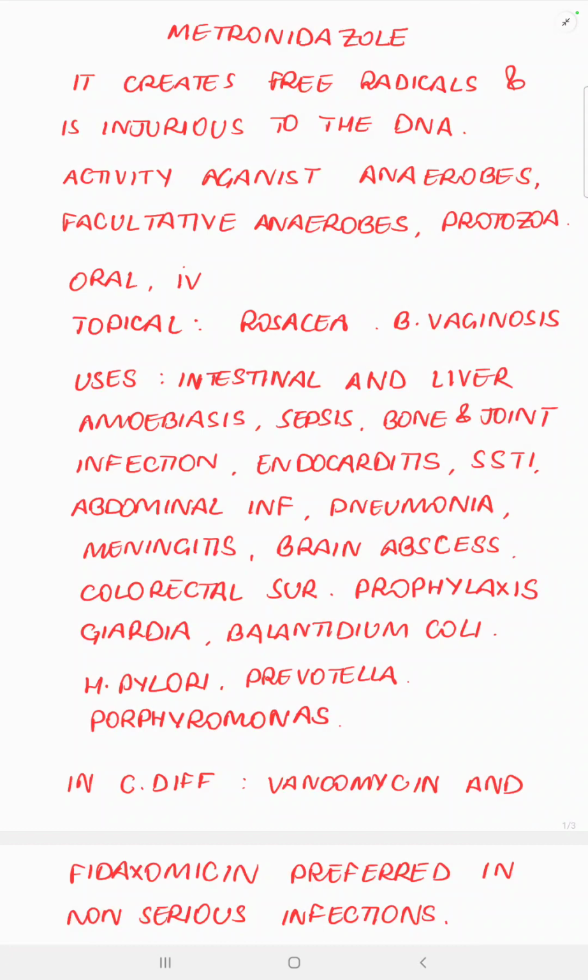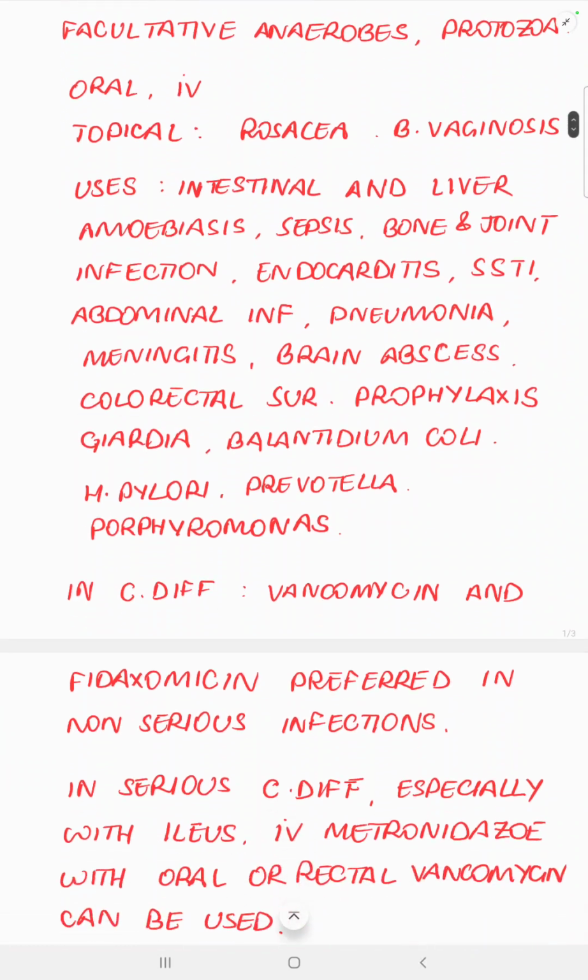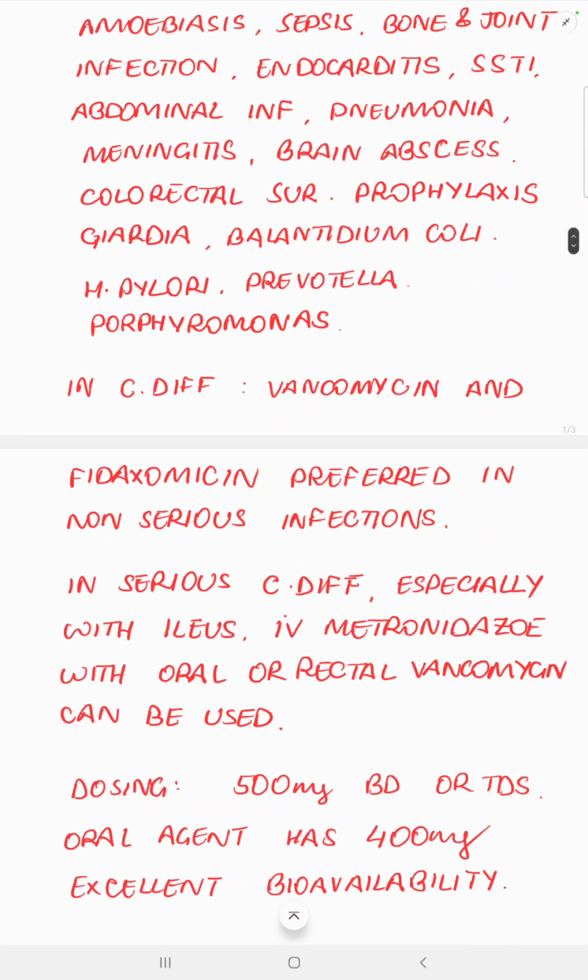It's also one of the drugs used in C. diff infection. Vancomycin and fidaxomicin are preferred in non-serious infections. When the patient is seriously sick, vancomycin is the drug of choice, but metronidazole may be added to vancomycin for additional coverage. So in serious C. diff, especially with ileus, IV metronidazole with oral or rectal vancomycin can be used.